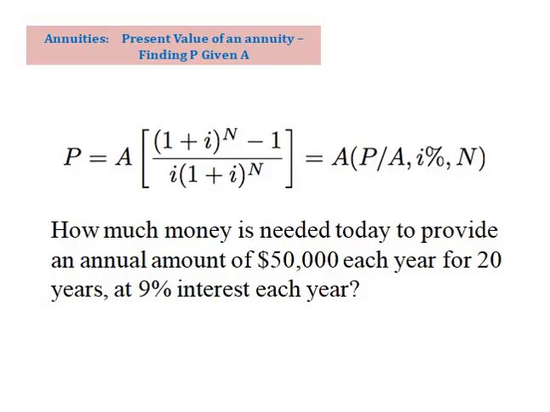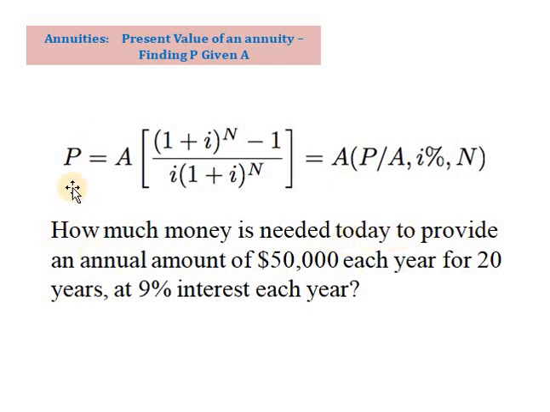In the same way, if I want to calculate the present value of an annuity, the form of the question will come like this. How much money is needed today to provide an annual amount of $50,000? So you see, annual amount of 50, so this amount is the same each year. So I know that this is my annuity for 20 years, so this is N at 9%. So how much money is needed today? So I'm asking for the present value.